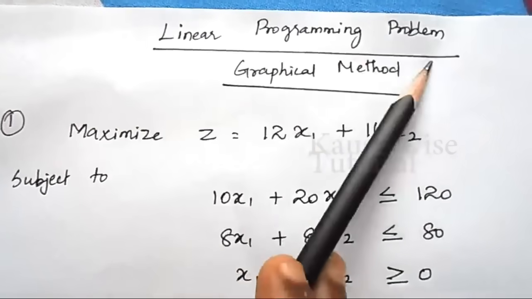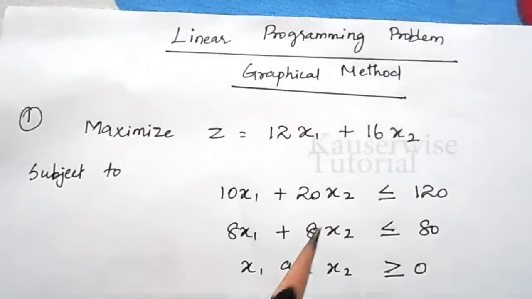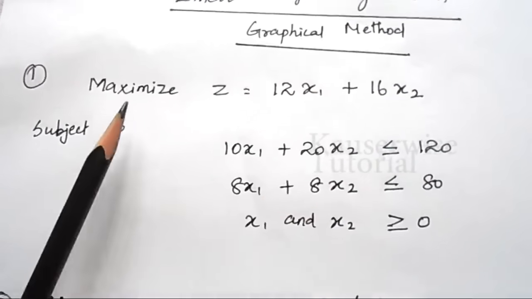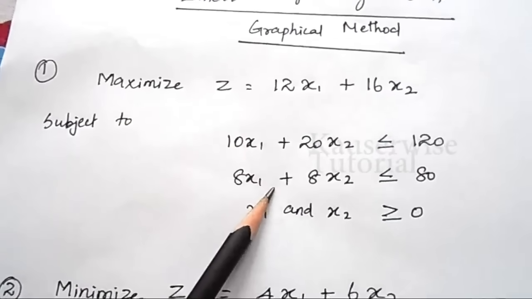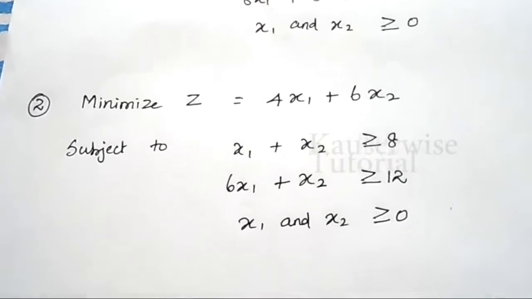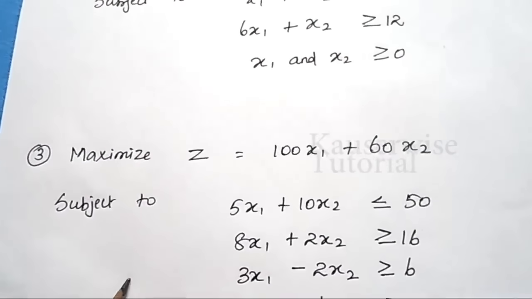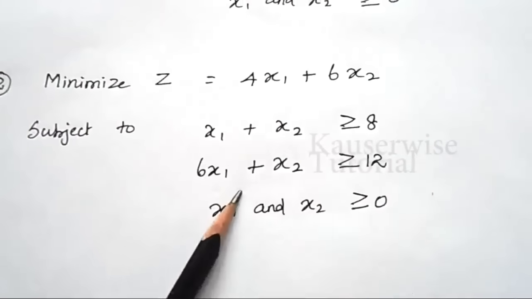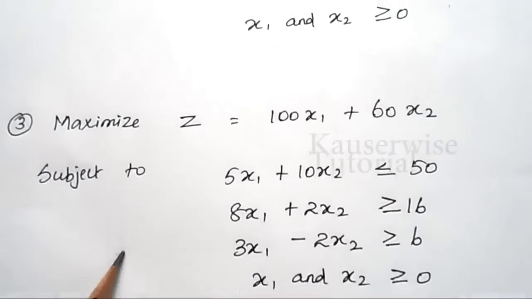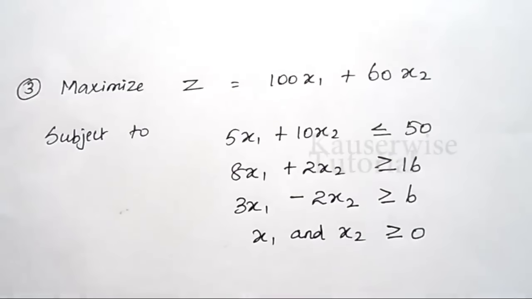Linear programming problem, graphical method. In the previous video, I explained a maximization problem with two constraints. In this video, I am going to explain a minimization problem and a maximization problem: minimization with two constraints, and maximization with three constraints. Let us see the problem.